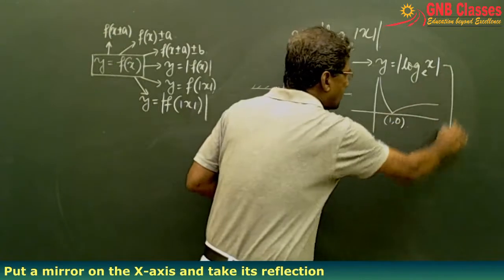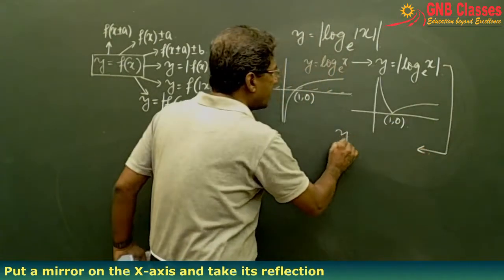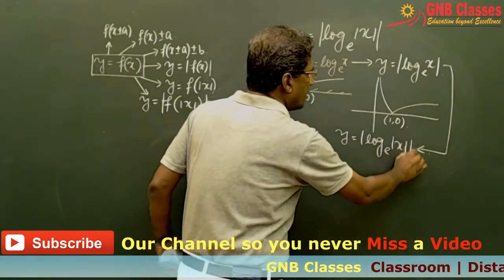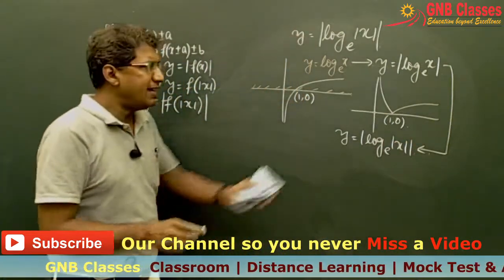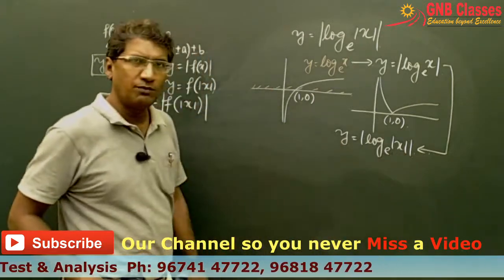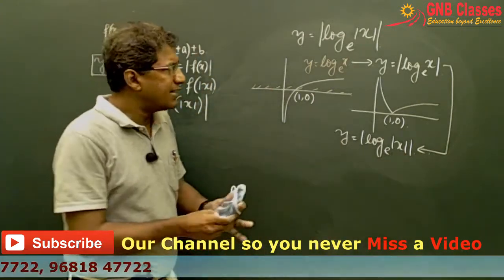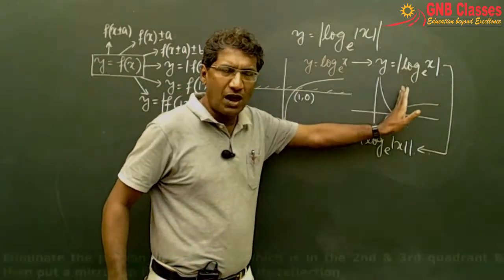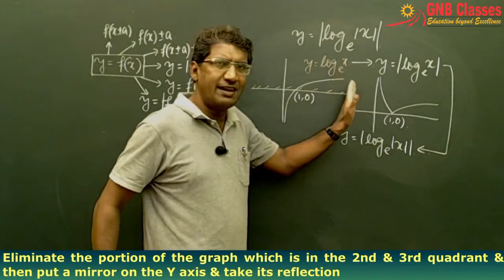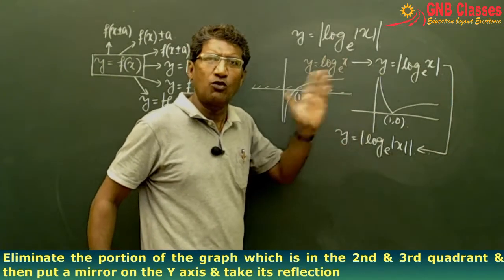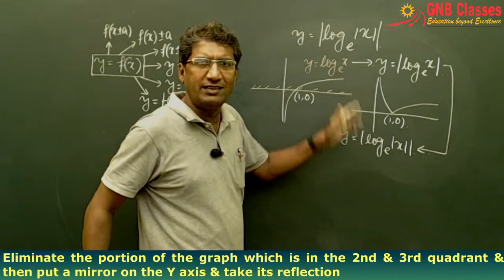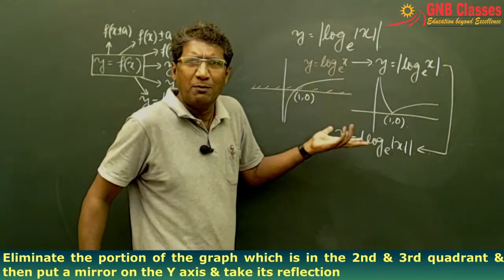The next transformation, what I'm trying to do here, is taking a mod in x. I have taken the mod sign in x. Now what to do? What I told you. After drawing this graph, you have to see what portion is in the second and third quadrant, and that you have to rub. But luckily, we don't have any portion in the second and third quadrant. So there is nothing to be rubbed.